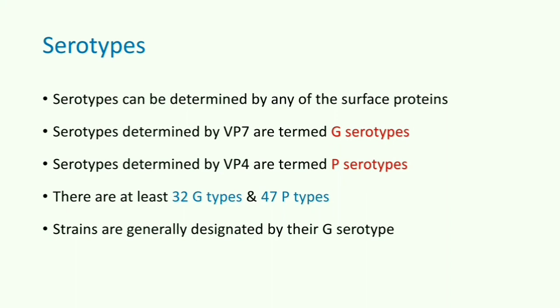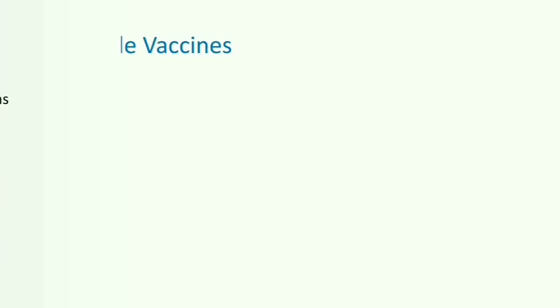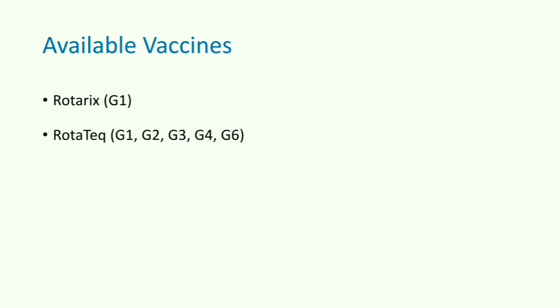Commonest G types include G1, 2, 3, 4, 9, and 12. Vaccines are made by using these surface proteins, that is VP7 and VP4 of these serotypes, as they are the most common. Available vaccines are Rotarix, which contains the surface proteins of the G1 serotype, Rotateq, which contains surface proteins from G1, 2, 3, 4, and G6.